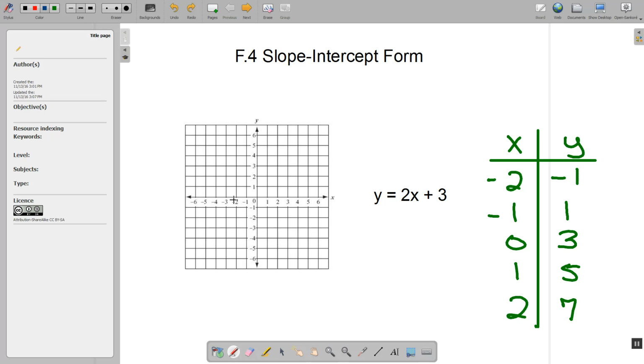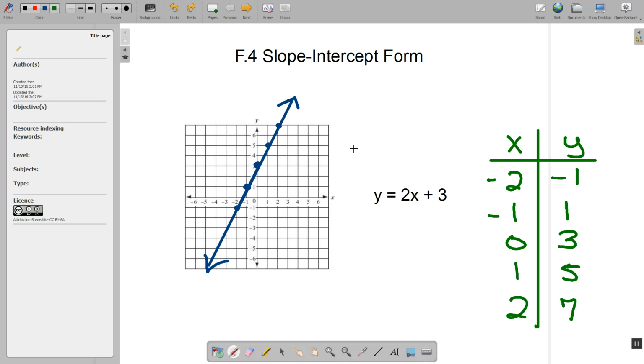So I would go -2, -1 would be right there. -1, +1 would be right there. 0, 3 would be here. 1, 5 will be here. And 2, 7 will be there. And then we draw a line through our values. It goes both directions, and we put an arrow. And that's what we've covered so far.